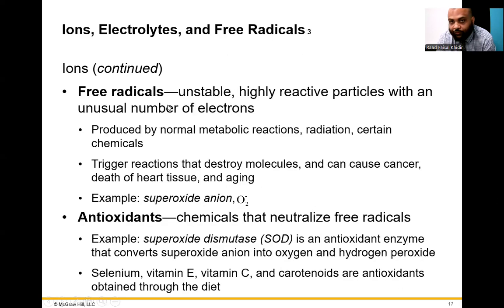Free radicals are unstable, highly reactive oxidative species. So they are very dangerous, such as the superoxide ion. The superoxide ion is an example of a stable oxygen that gained an extra electron. That is oxidative stress. So who repairs that? It's the SOD. You see SOD? SOD is superoxide dismutase.